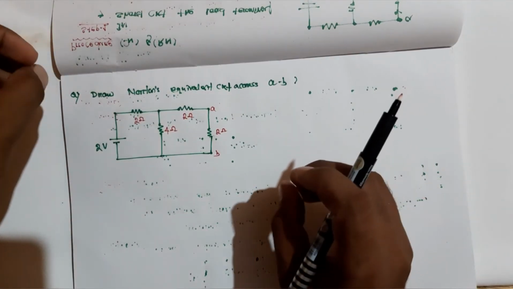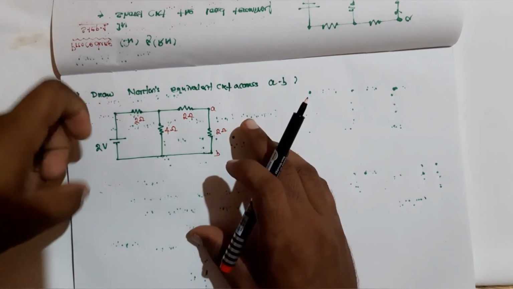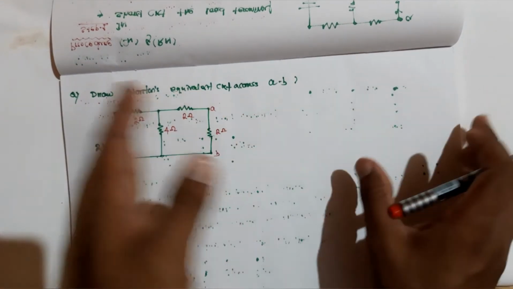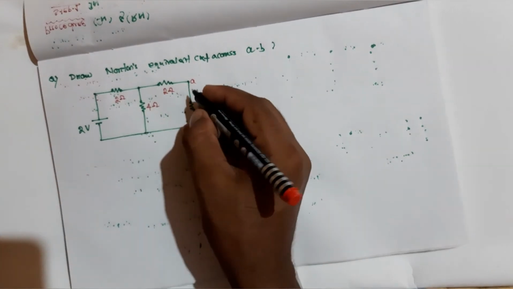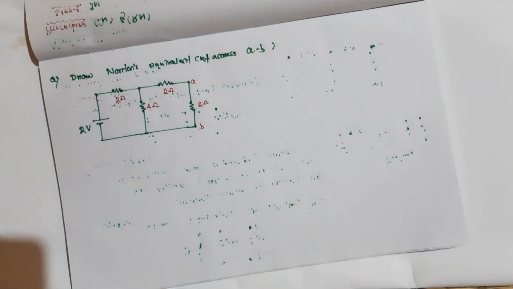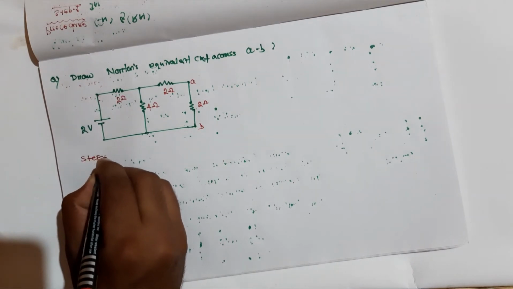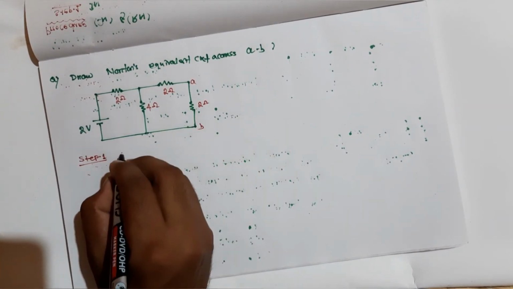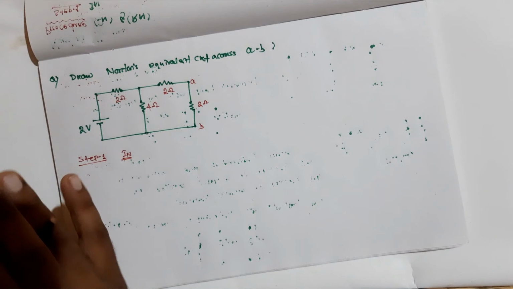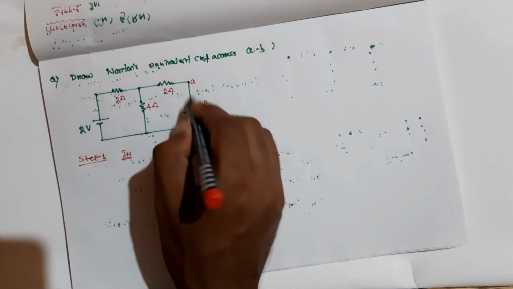Here the question is: find the Norton equivalent circuit across the AB terminals. This is an actual example of how to deal with Norton's theorem. We follow my procedure. Step one is finding the Norton current. To find the Norton current, we need to short circuit the AB terminals.